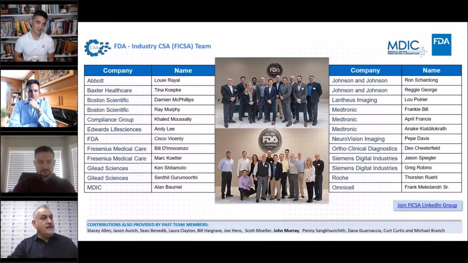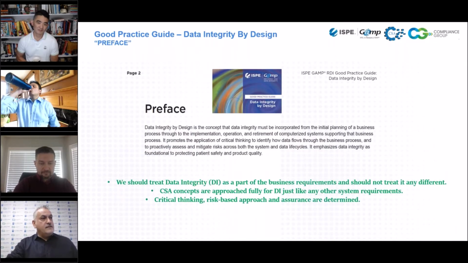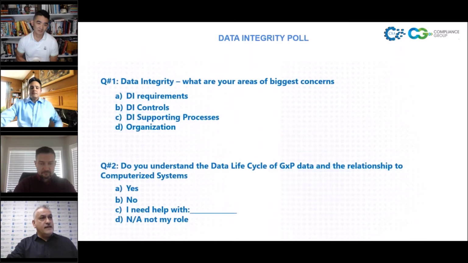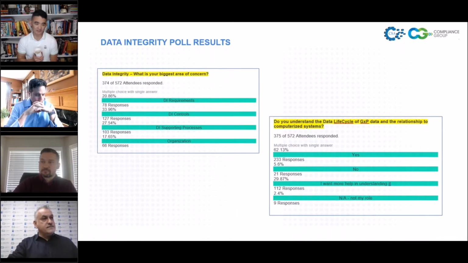Moving on. Of course, I'm assuming everyone on the call is aware of the GPG, Data Integrity by Design, and the CSA appendix. We are the lucky ones to be able to co-author the CSA appendix, and please go ahead and purchase it for your company if you have not. I'm not going to talk too much about it. Next step. Okay, data integrity poll. Data integrity, what are your areas of biggest concern? Do you understand the data lifecycle of GXP data and the relationship to computerized systems? Here are the answers. I'm not going to go through them all, just wanted to share them with you.